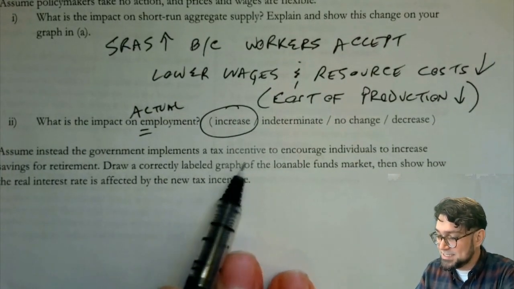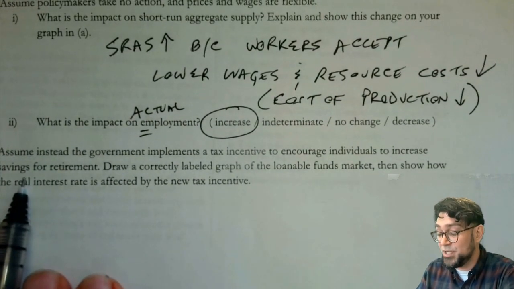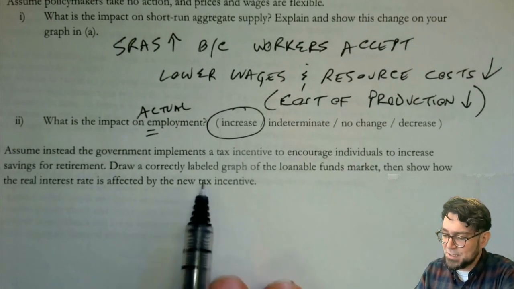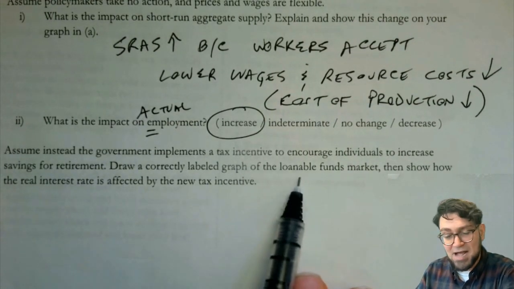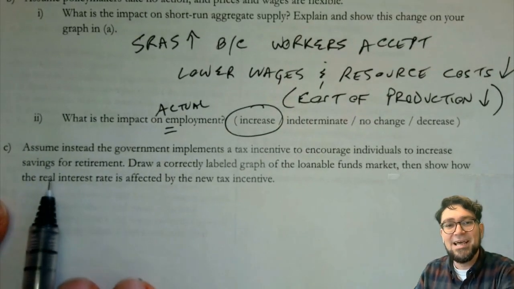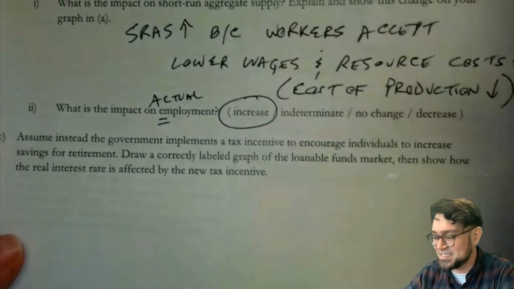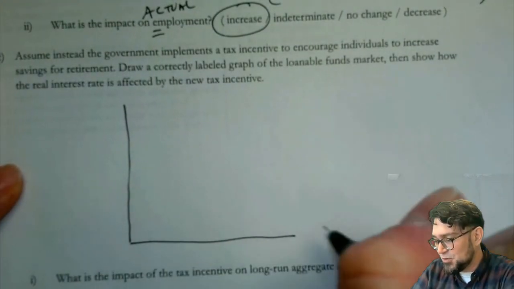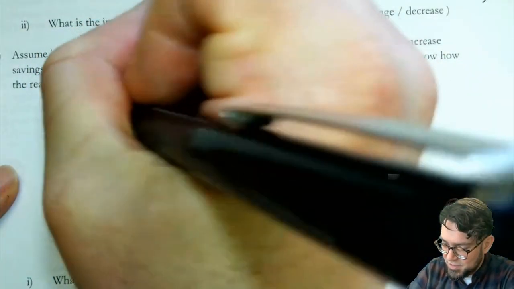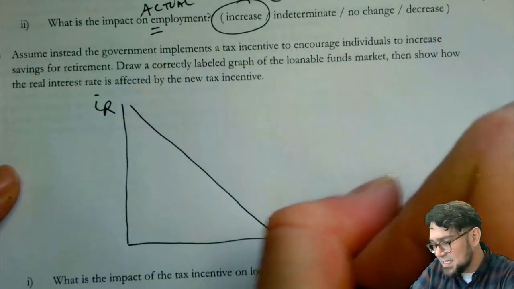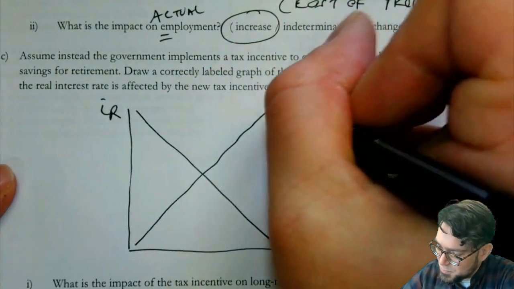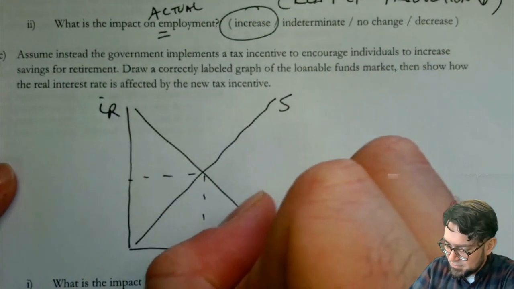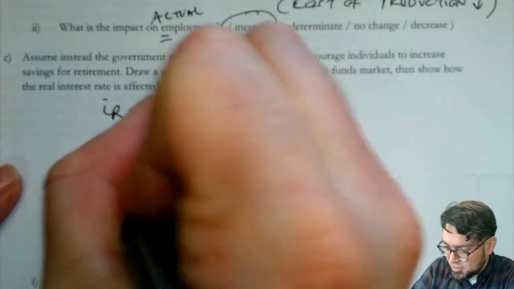Assume instead the government implements a tax incentive to encourage individuals to increase savings for retirement. Draw a correctly labeled graph of the loanable funds market, then show how the real interest rate is affected by this new tax incentive. So this one's a little tricky, if only because I know that some of you are going to think, well, what about if it does this? What about if it does that? This one, I think, it rewards just keeping it simple, right? The KISS method. So you've got this kind of Q star amount and an I star value in this market.